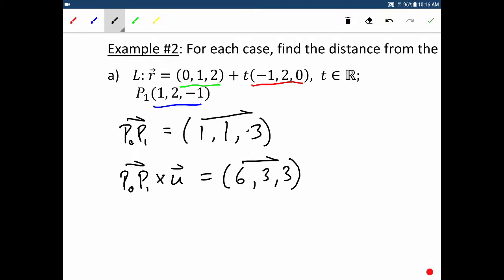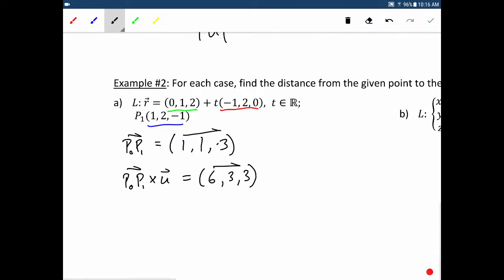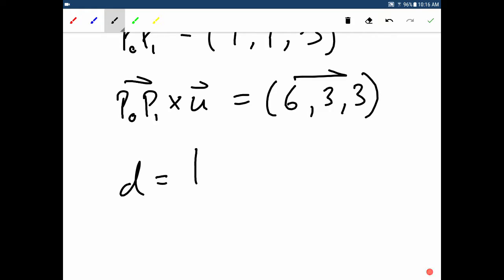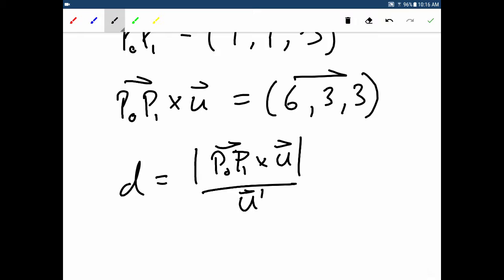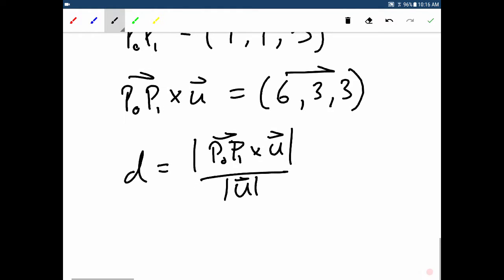So now, all I have to do is use my formula. D is equal to the P0 to P1 vector, crossed with the direction vector, and then divided by the magnitude of the direction vector. So we already have this one right here.